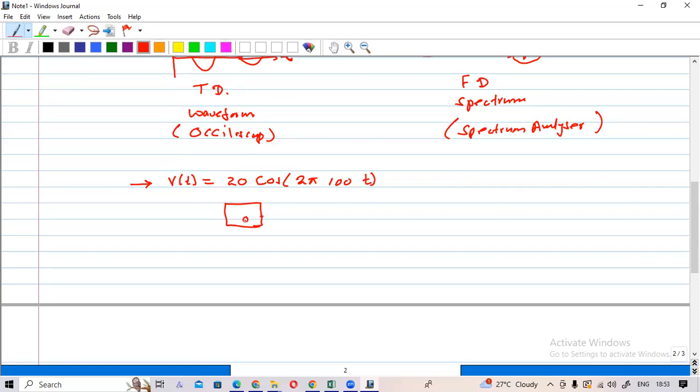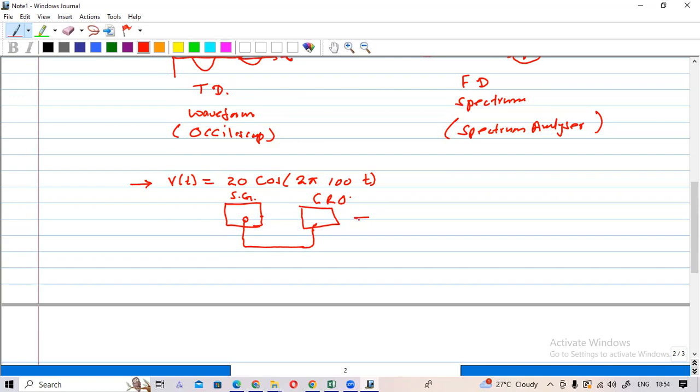So this is a signal generator, and there is a coaxial connector. I get that signal out, and I'm going to give it to the oscilloscope, the cathode ray oscilloscope. This is the oscilloscope, and this is the signal generator. This is the signal I generate.